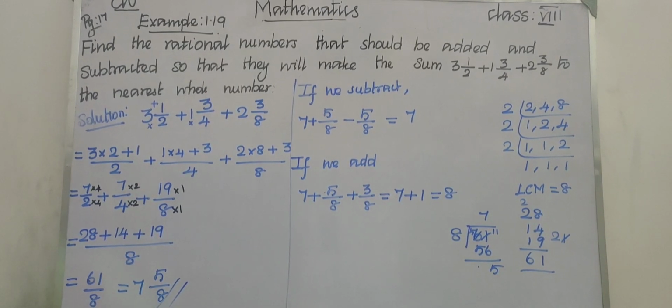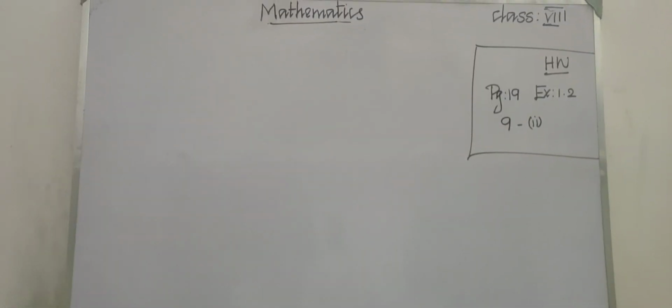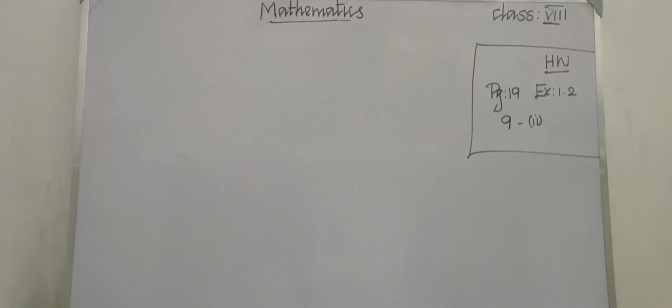Okay children. So that's all about today's class and your today's homework. Okay, let me write it on the board. Okay. Children, note your today's homework. It is from page number 19, that is exercise 1.2. From the 9th sum. First we had it in our classwork. Okay. So this is your homework question. Okay. So note your today's homework.